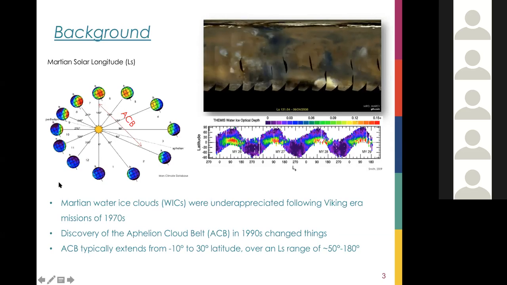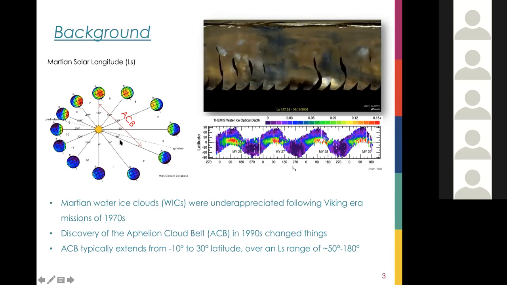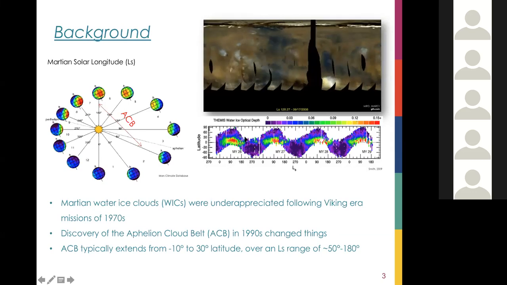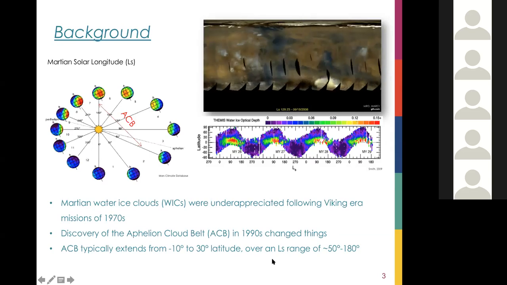All right, so the ACV is typically repeated from L sub s of 60 to about 180 every year. And as you can see in the CMIS plot of water ice optical depth, you can see it from around that same region in the same latitudes year to year. So if you're interested in studying the clouds, this is a good time to do it because they're very frequent and they're very opaque during that time.